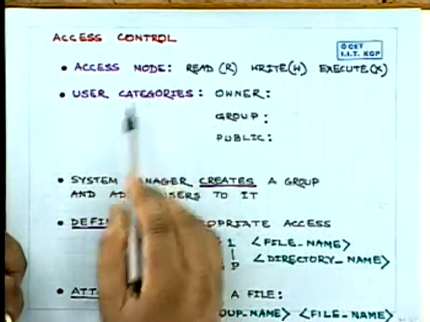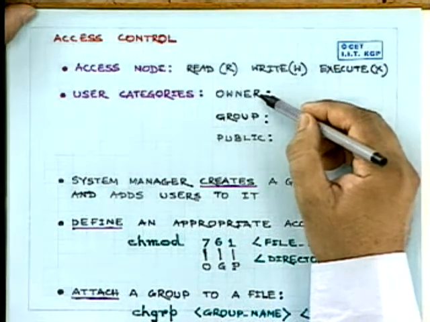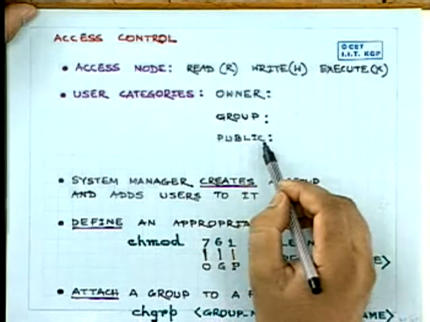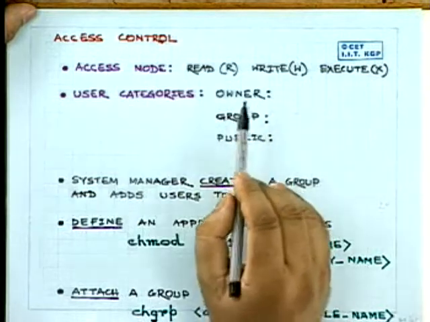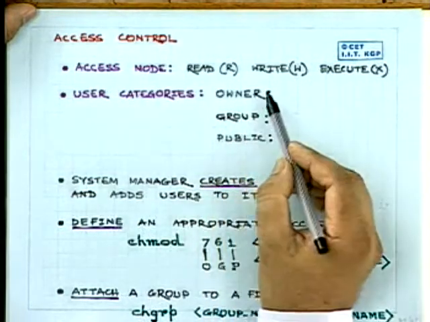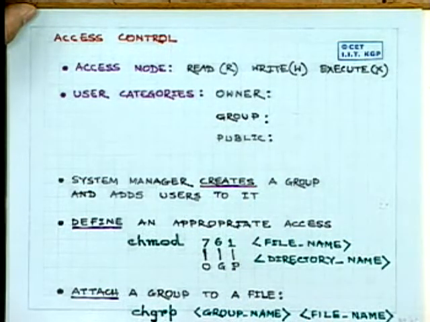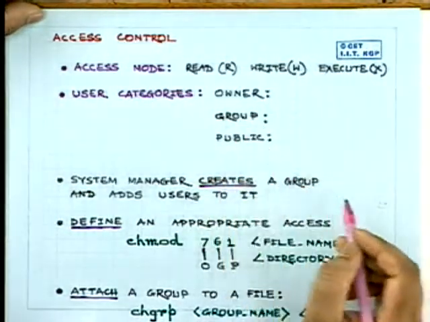And you define user categories. Owner is a category who has created it, group is a category, and public is a category, and you define the accesses permitted to the owner, to the group, or to the public. This is the angle, or the view, taken by Unix operating systems.